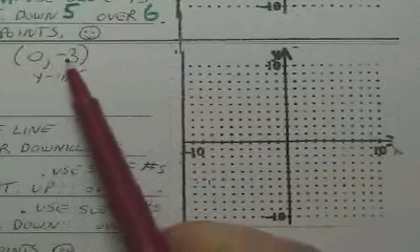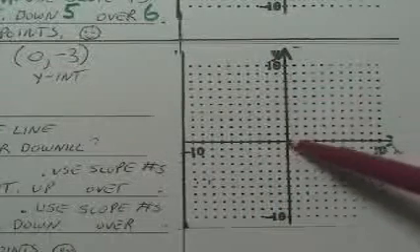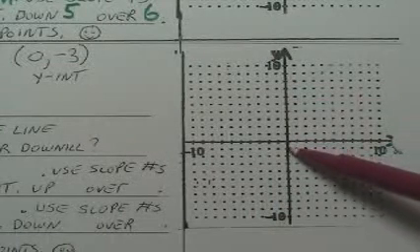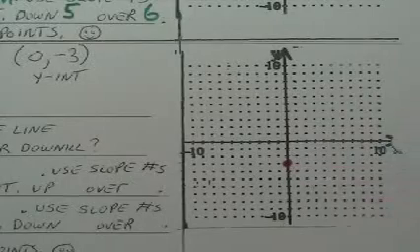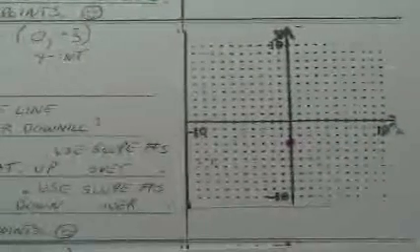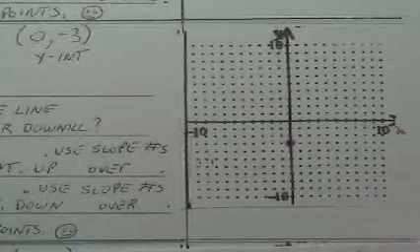So it's 0, -3. So here on the y-axis, go down to -3. 1, 2, 3. -3. And there it is. So there's your y-intercept. This is where the line is going to cross the y-axis.